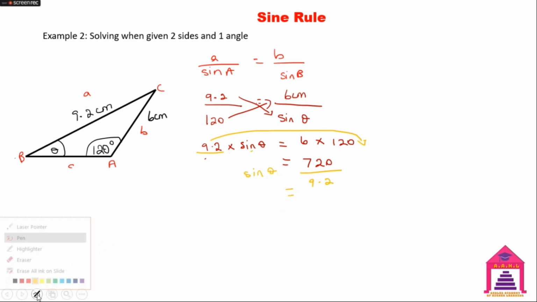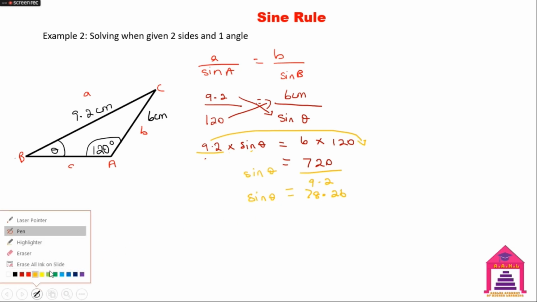Alright? So your answer is going to be 720 divided by 9.2. You're supposed to get 78.2606869. You want to put it to 2 decimal places. So you get 78.26 for sine theta. Now what's your next piece here again?